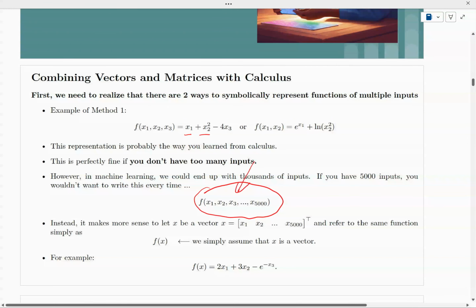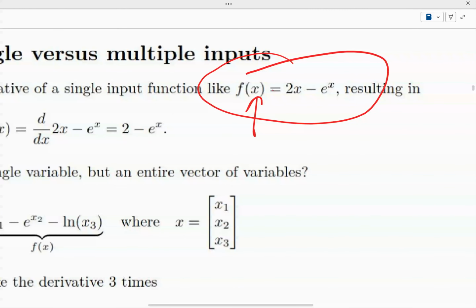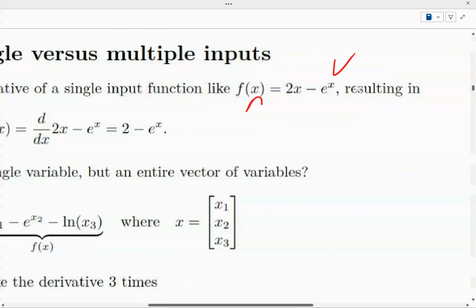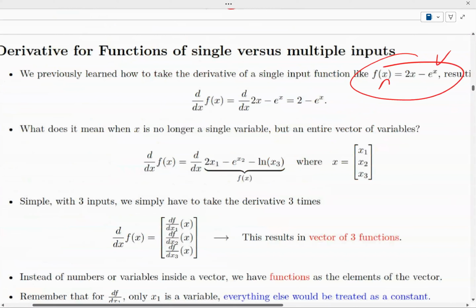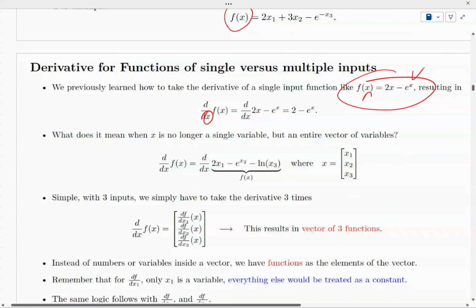Okay, so now we're ready to really start thinking about how to take derivatives in terms of multiple inputs. So we previously learned how to take derivative of this. This is just one variable. So x here is a single variable, x, because there are no other x, right? Just x. So these are easy. We did this last class or previously. But what does it mean when x is no longer a single variable, but it's an entire vector of variables?